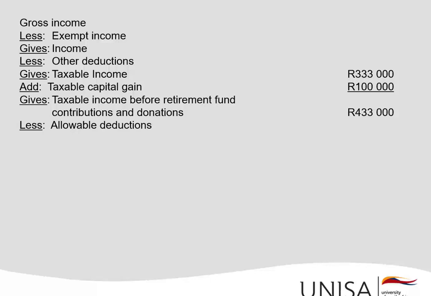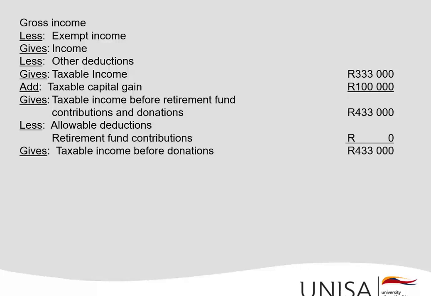So now we get to the allowable deductions. The first allowable deduction that we'll look for is retirement fund contributions, which in this question there aren't any, and then we need to go to donations. Just remember, where you have had retirement fund contributions, you need to recalculate the taxable income, because you're going to use it as part of your donations limitation. Okay, so remember the first step is we need to go through the donations of the taxpayer and decide which ones qualify to be deducted.